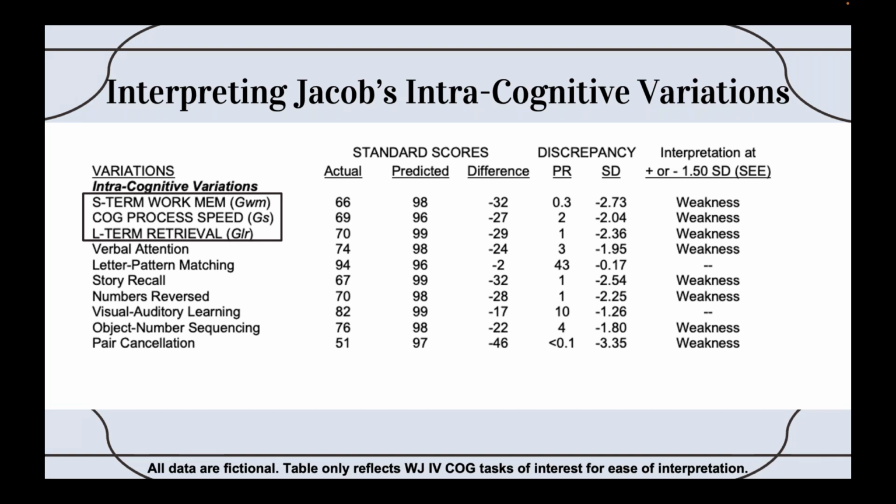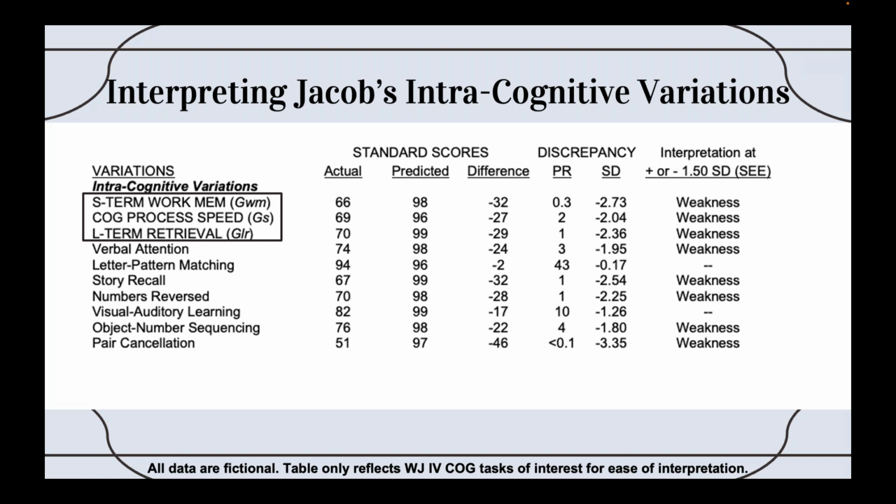Now, just as a reminder, predicted levels of performance are based on specific core tests of the WJ4 cog. So short-term working memory has a specific set of tests that are used to predict how someone should do in that area. Cognitive processing speed has a different set of core tests, and then long-term retrieval has a different set of core tests. There's a table in the 5th chapter of the examiner's manual that outlines which core tests are used to predict how someone should do on particular areas of functioning.